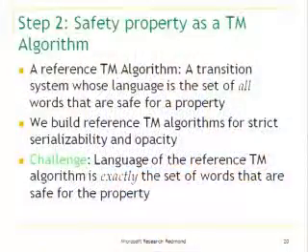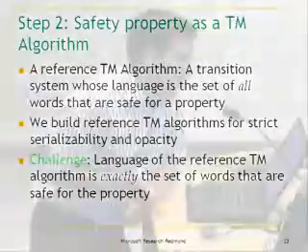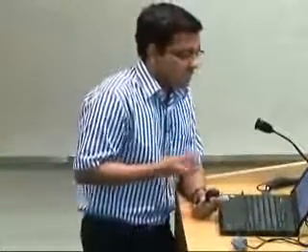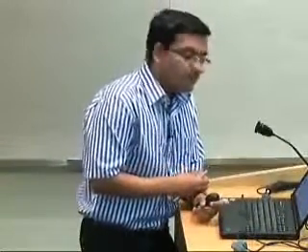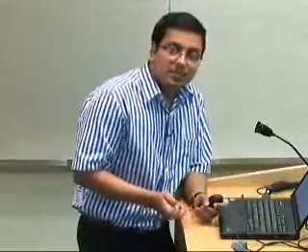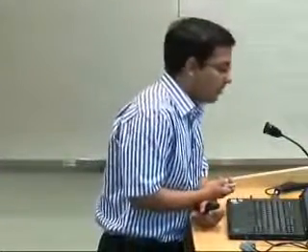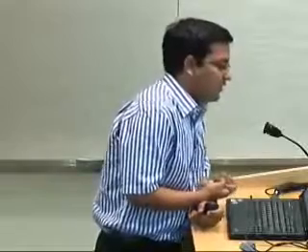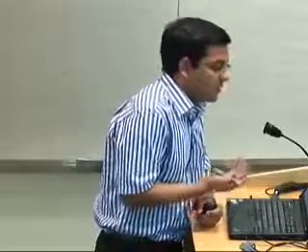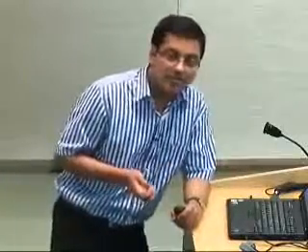So the next step is to specify the safety properties, that are strict serializability and opacity, as a TM algorithm. What we indeed want is a specification, which we also call a reference TM algorithm. A reference TM algorithm is a transition system whose language is the set of all the words that are safe for that particular property. So we build references for strict serializability and opacity.